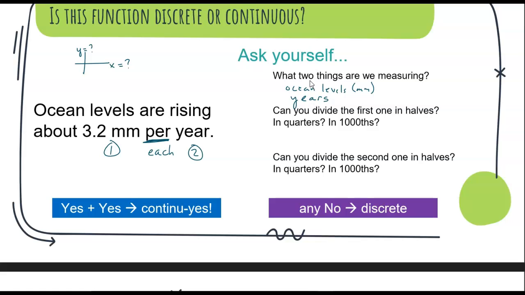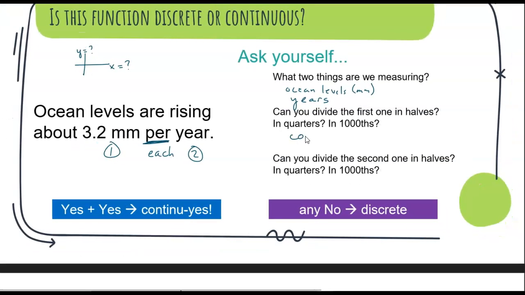So the second question, after we determine what two things we're measuring, is can we divide our first thing in half? Ocean levels in millimeters. Is there such a thing as half a millimeter ocean level rise? There sure is. Yeah, there's such a thing as half a millimeter. You could measure it. It's very small, but you could definitely measure it. Same thing with a quarter of a millimeter. You could divide a millimeter into 1,000ths. You could keep dividing a millimeter smaller and smaller and smaller. That makes the first one continuous, so we say yes, this is continuous.